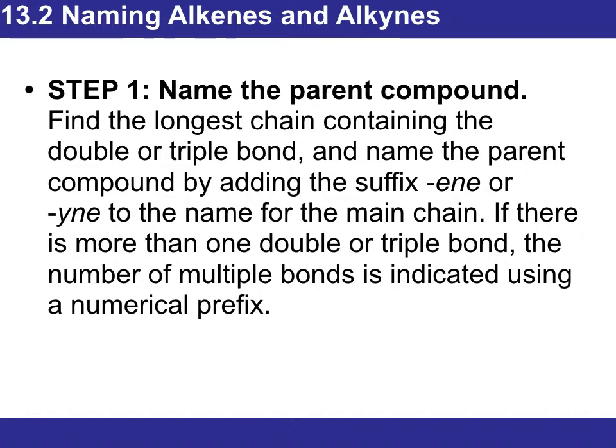First step, name the parent compound. Find the longest chain that contains, in that case, the double or the triple bond. And then depending if it's a double bond, it's going to end with E and E. If it's a triple bond, it's going to be Y and E. This is your main chain. That's what you have to find, the longest continuous carbon atoms. Now, if you have more than one double bond or triple bond, well, you're going to look at the number of multiple bonds, and you will use those with the numerical prefix.